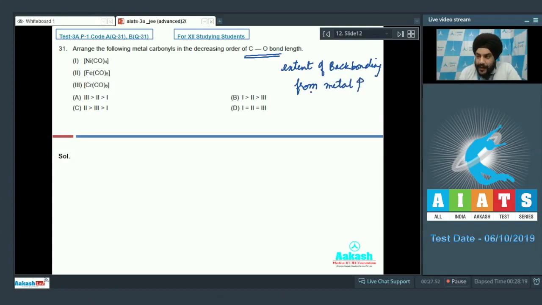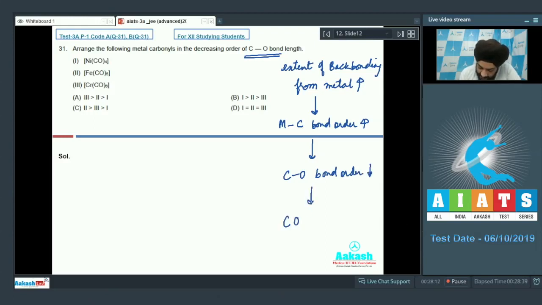So as the extent of back bonding from metal increases, it implies that the metal carbon bond order increases, which further implies that the carbon oxygen bond order decreases, which further implies that the carbon oxygen bond length increases. Okay, so we need that metal which has the greatest extent of back donation for the CO bond length to have the maximum value.